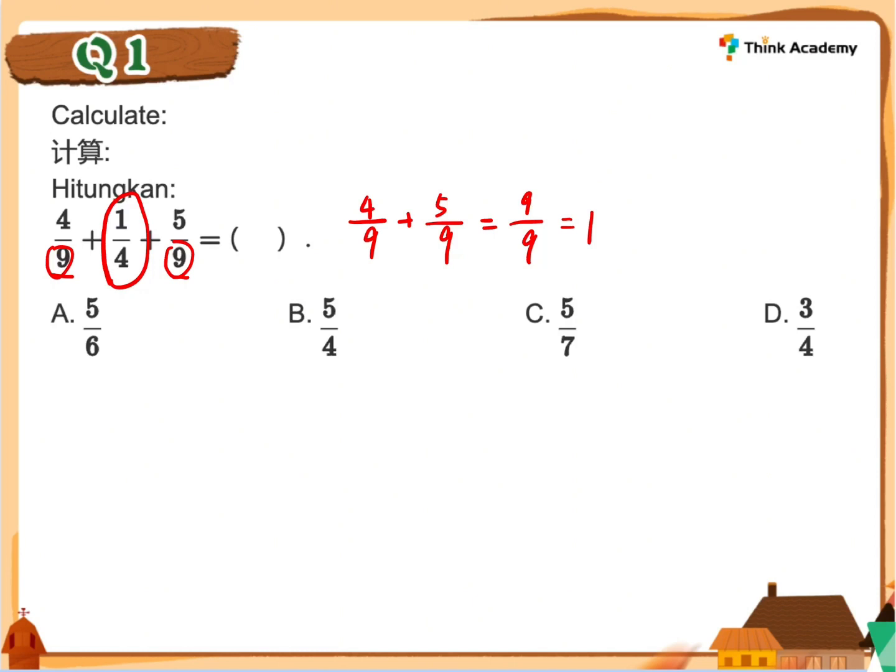Very easy. It's just 1 plus 1 over 4. Actually, you can see this 1 as 4 over 4, right? Plus 1 over 4 is 5 over 4. So the answer is B.